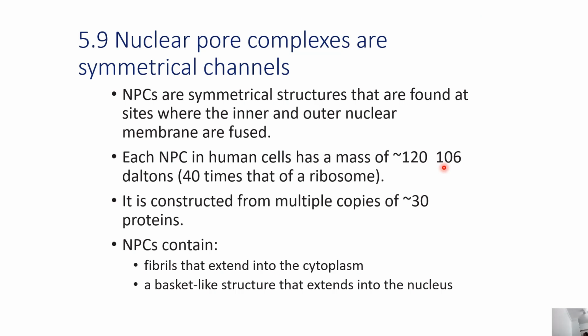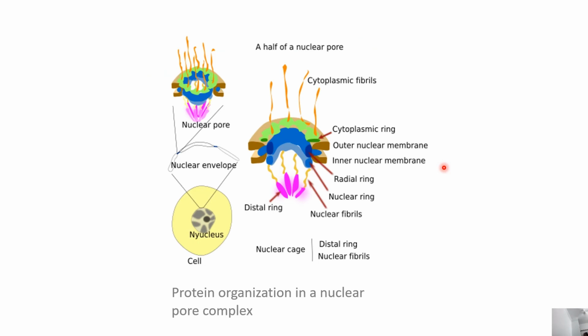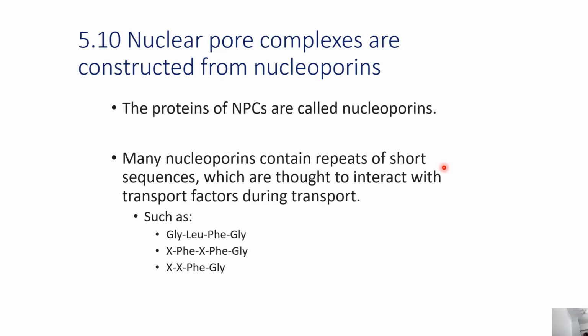And if you talk about the nuclear pore complexes, or NPCs, they are symmetrical structures that are found in sites where the inner and the outer membrane are fused. Each NPC has a mass of around 120 to 160 megadaltons and is constructed from multiple copies of approximately 30 proteins. It has extended cytoplasmic filaments and a basket-like structure that extends into the nucleus. So this is the protein organization of the nuclear pore complex.